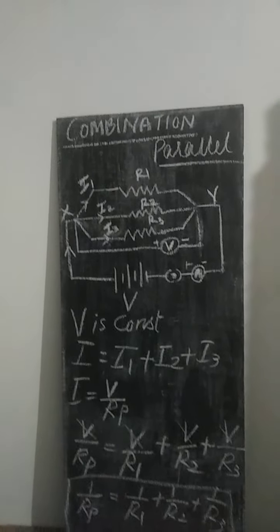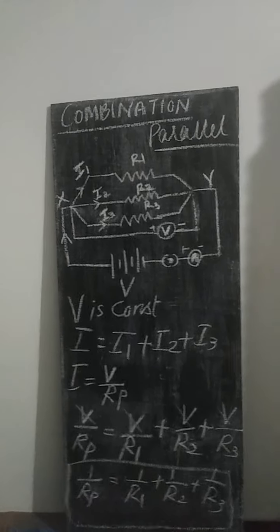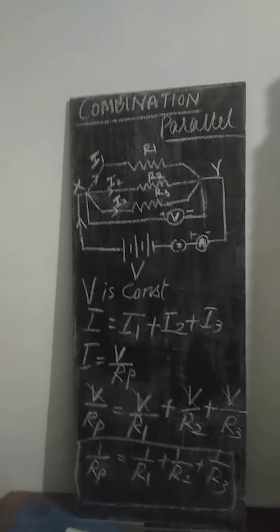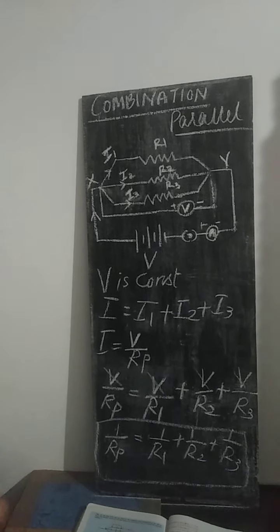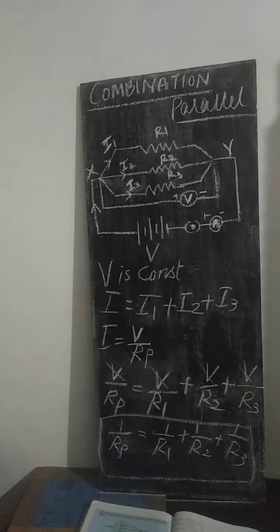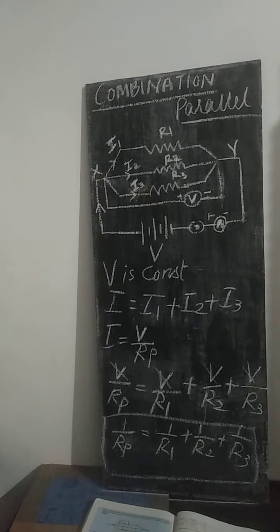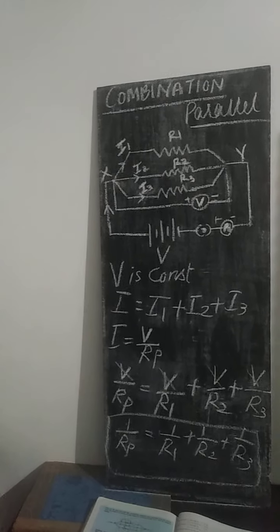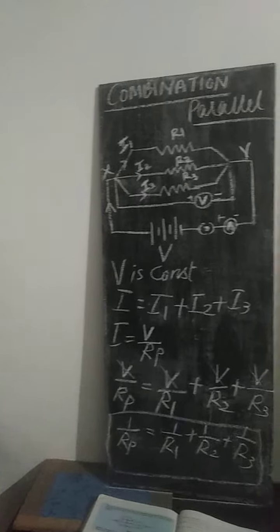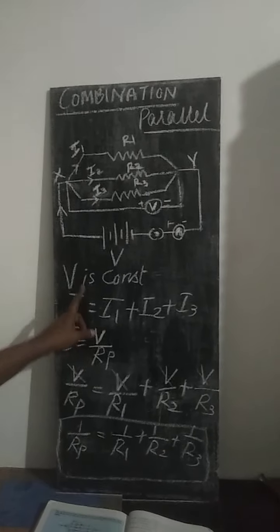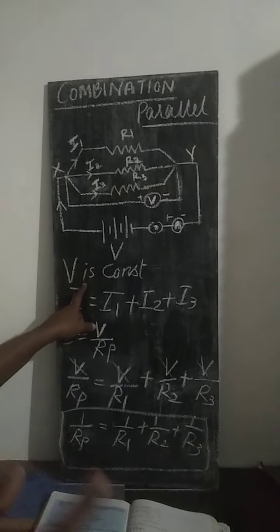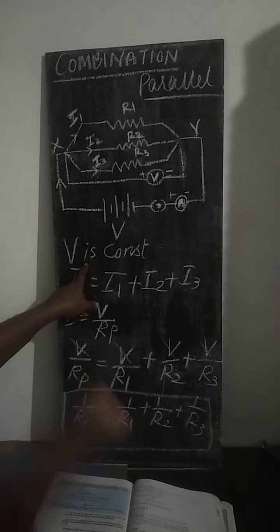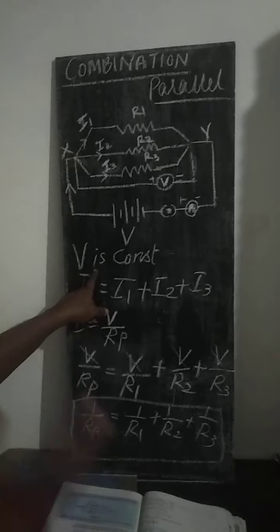So in series mode, I repeat all the important terms of series mode. Series mode, I is constant, V is equal to V1 plus V2 plus V3 and R is equal to R1 plus R2 plus R3. And here the total resistance is equal to the sum of all the individual resistances connected in series. And in parallel mode, V is constant because here there are 3 branches and all the 3 resistors are connected across the same junctions XY.